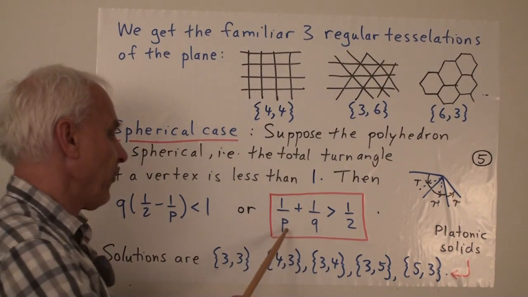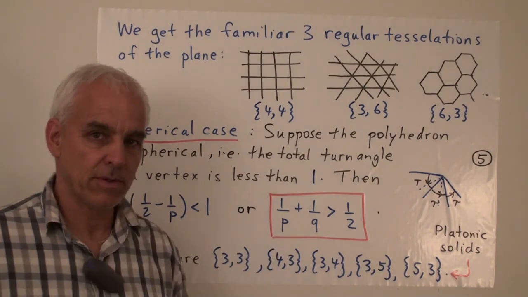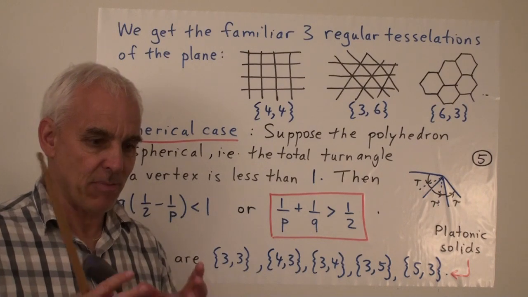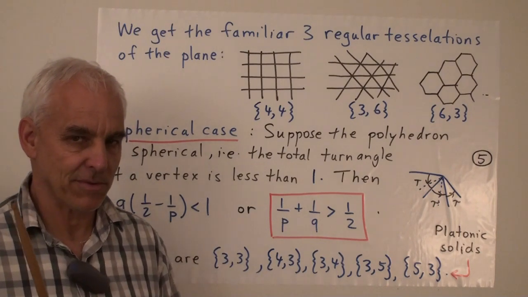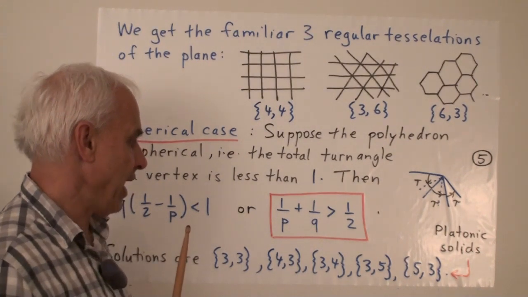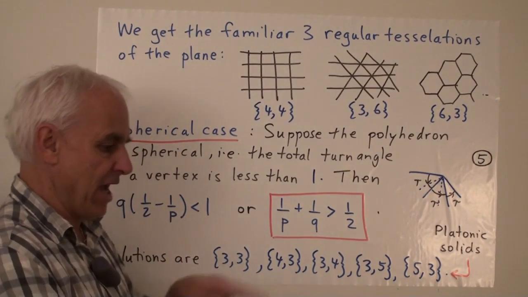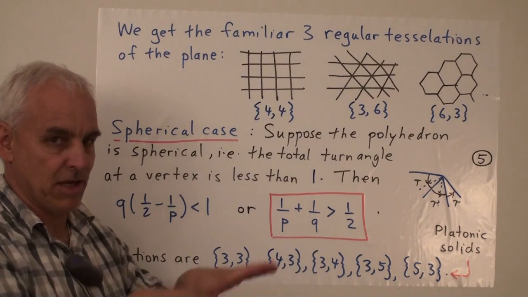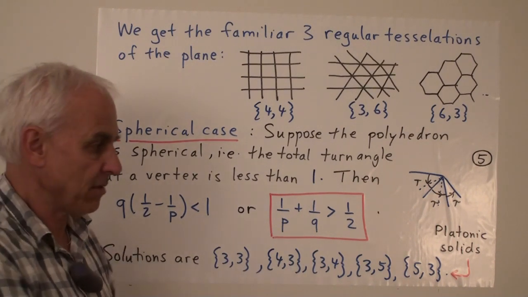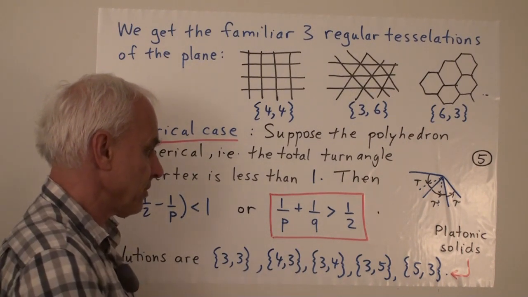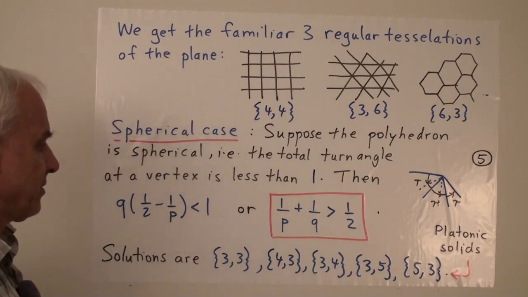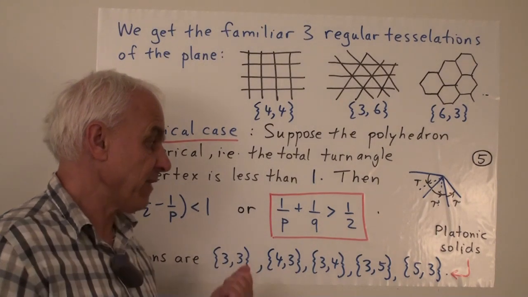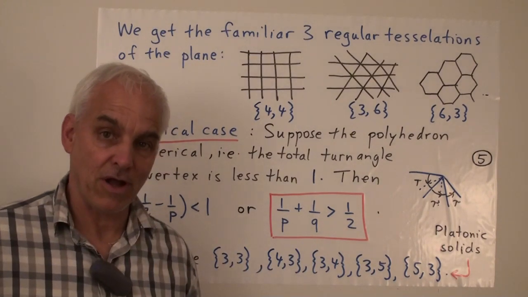What about p equals 2 or q equals 2? Well, a p-gon with 2 sides isn't a proper polygon, so that's not allowed. And we're not allowed to have 2 things coming together, because then the edge is just being absorbed. It's not a real proper vertex. So we have 5 solutions, and these 5 solutions correspond exactly to our Platonic solids.